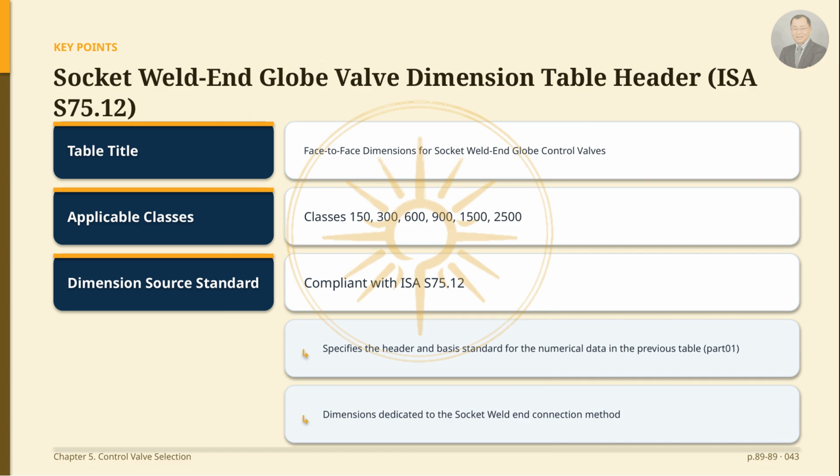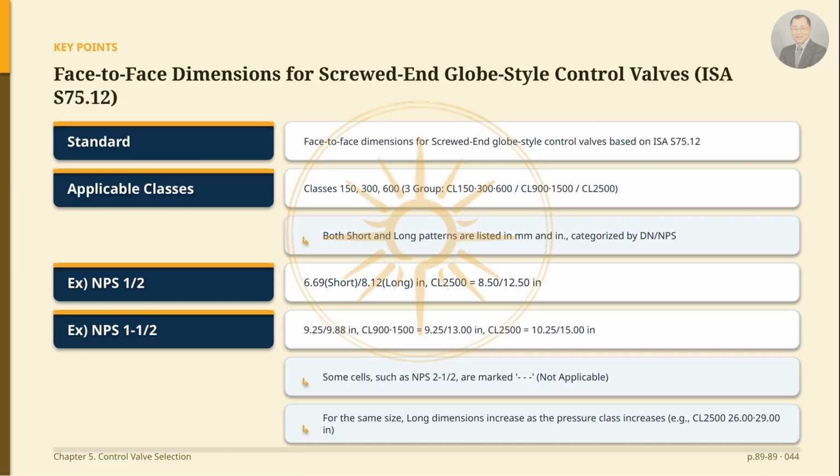Socket welding is an end connection method where the pipe is inserted into the valve and then welded. This title clarifies which standard the numerical data on the previous slide is based on. Since face-to-face dimensions vary depending on the end connection method, you must apply these standard dimensions if socket weld ends are selected.